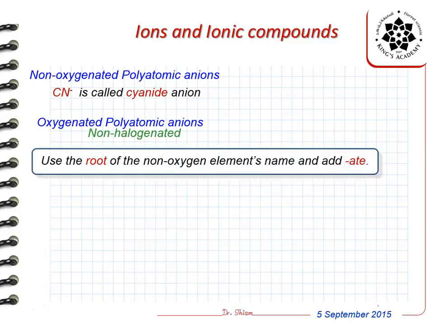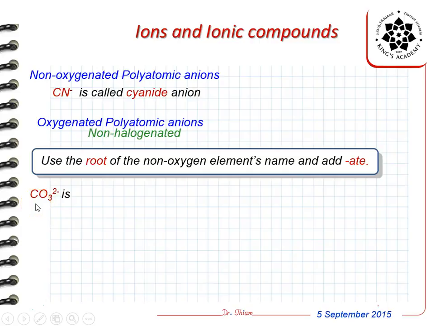So in order to name oxygenated polyatomic anions that don't have halogen, we use the root of the non-oxygen element's name and we add ATE. Let's hit an example right away. CO3 2-. Notice that we have carbon there and oxygen there, so there is no halogen. Now in order to name this, we have to use the root of the non-oxygen element, and in this case that would be carbon.